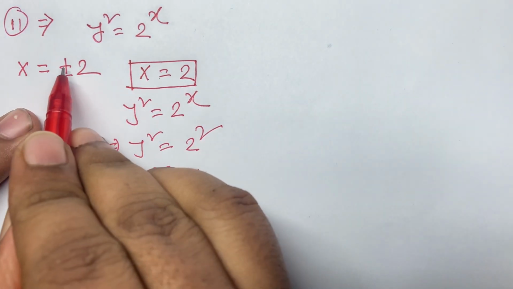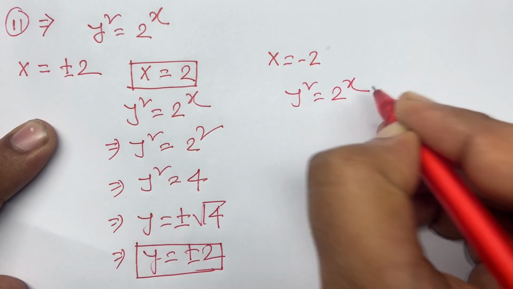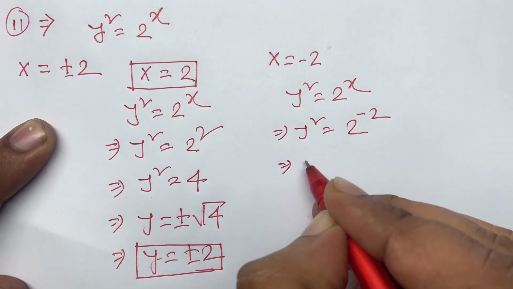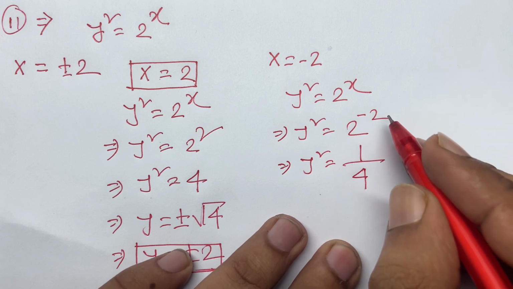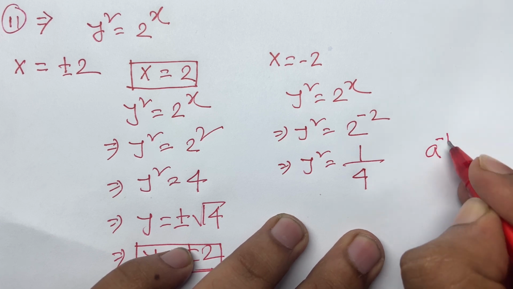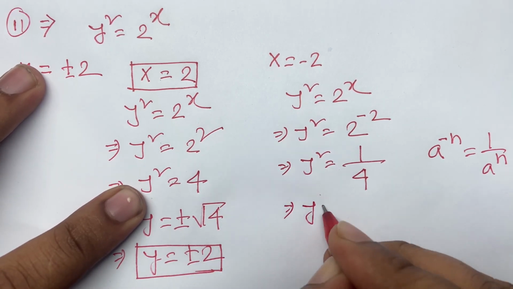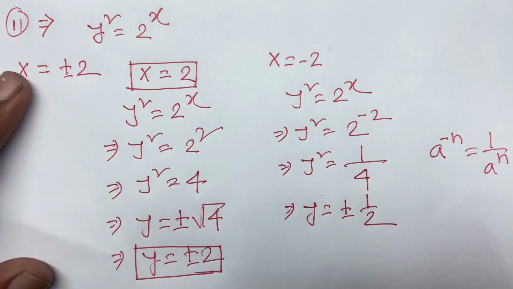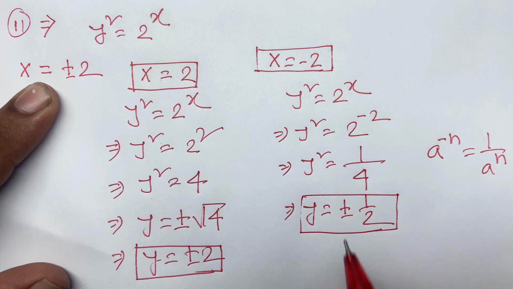Again, when x equals minus 2, y squared equals 2 to the power x. So y squared equals 2 to the power minus 2. This time I can say y squared equals 1 over 4. We know that 2 to the power minus 2 is equal to 1 over 2 squared. According to exponential rules, a to the power minus n equals 1 over a to the power n. I follow this formula in this line. So I can say y equals plus minus half. I take the square root of both sides. So when x equals minus 2, y equals plus minus half.